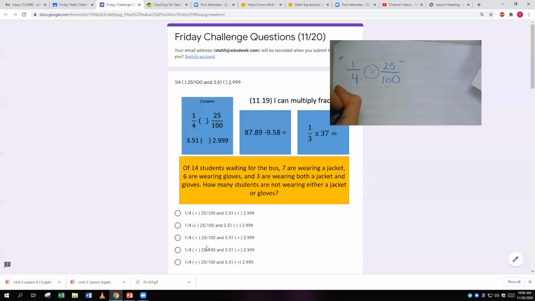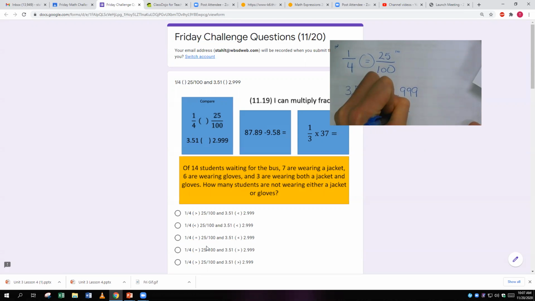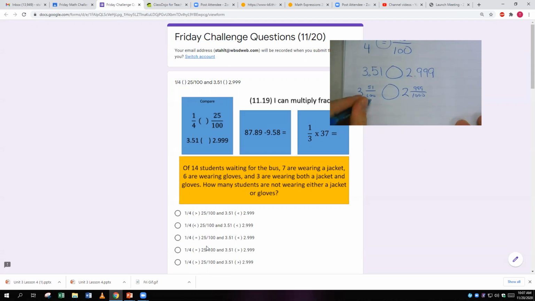We have 3.51, and we are comparing that to 2.99. And there's a third 9. Remember, this is the same thing as a mixed number. 3 and 51 hundredths compared to 2 and 999 thousandths. It's very clear to me when I turn it into that and I show students that it's a mixed number. This is smaller than 3 by 1/1000th of a piece. This one's bigger than 3. So therefore, that is your answer.